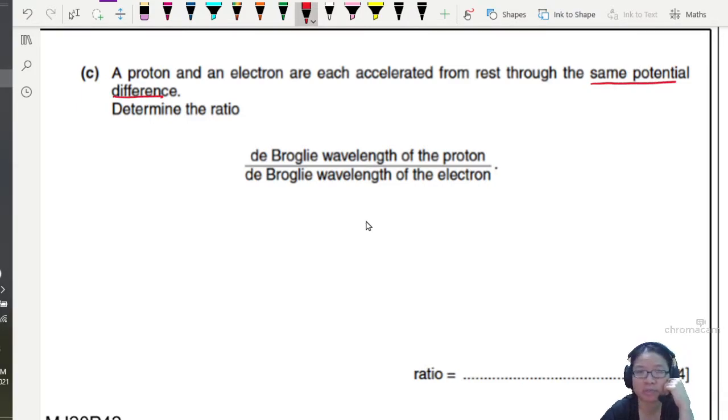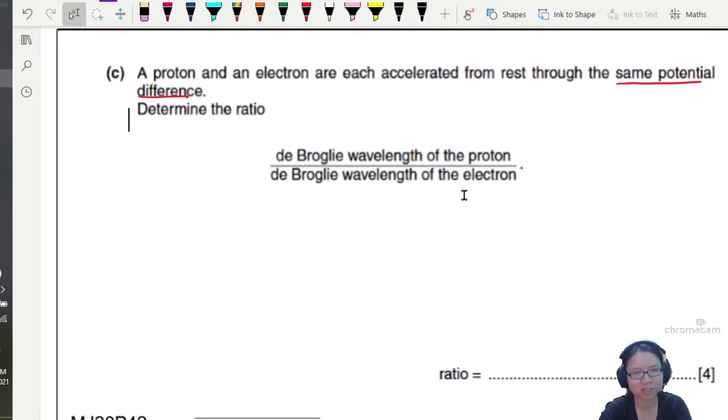Determine the ratio of the de Broglie wavelength of the proton to the de Broglie wavelength of the electron.